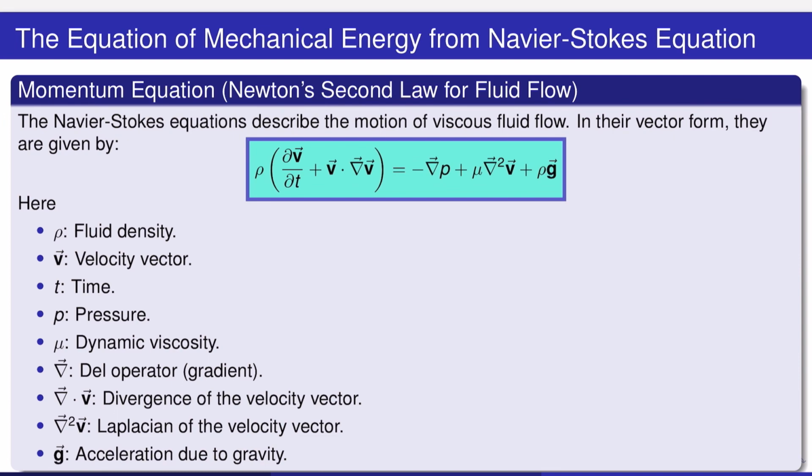In vector form, it is given by rho ∂v/∂t plus v dot ∇v is equal to minus ∇p plus mu ∇²v plus rho g. Here rho is fluid density, v velocity vector, t time, p pressure, mu dynamic viscosity, ∇ the del operator that is the gradient, ∇·v the divergence of the velocity vector, ∇²v the Laplacian of the velocity vector, and g acceleration due to gravity. The top arrow denotes a vector quantity.